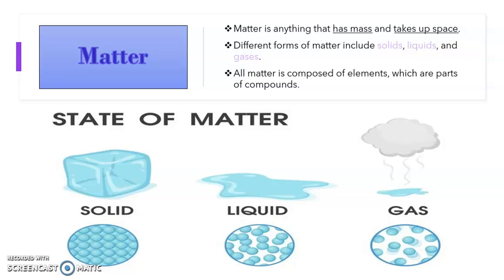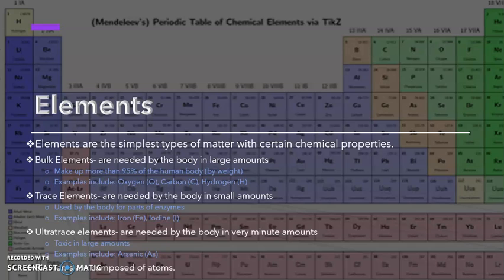First off, we have matter, which is anything that has mass and takes up space. Matter is represented in different forms, which are solids, liquids, or gases. All types of matter are composed of elements, which are parts of compounds. Elements are the simplest types of matter with certain chemical properties.